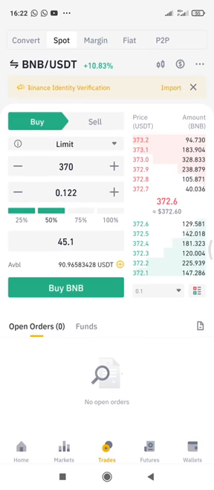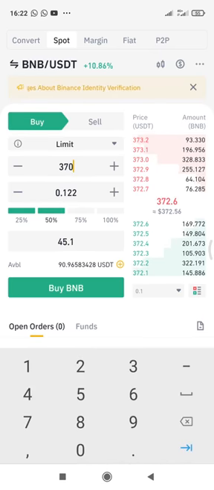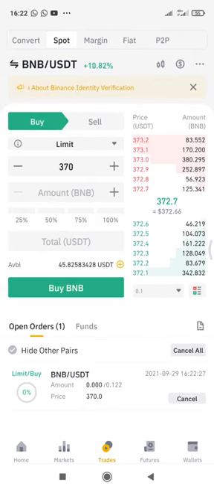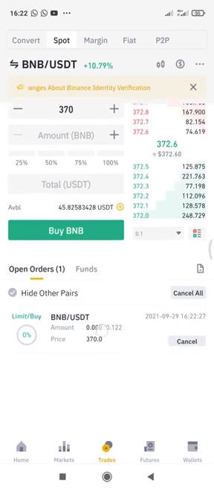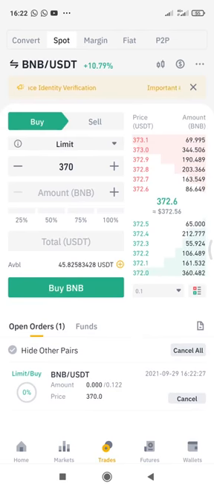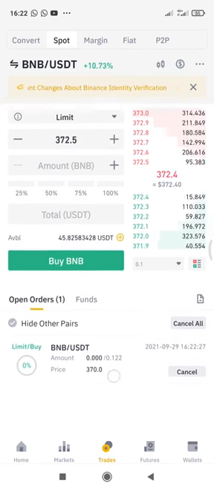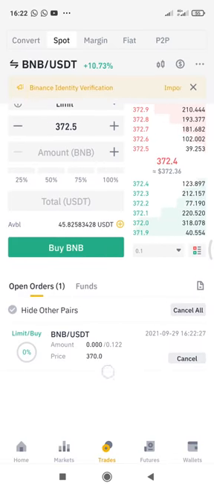Now I have set my limit to 370. That's what I want to buy at, right? And I click on buy. Success. Now you can see it here in the open orders. It is in the open orders because it has not yet completed, because the current price is way higher than my limit price. The current price is at 372, while my limit is at 370. So all I need to do is wait for it to fall, since the signal said I should do that.